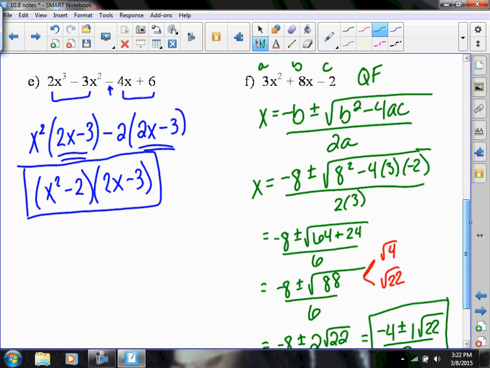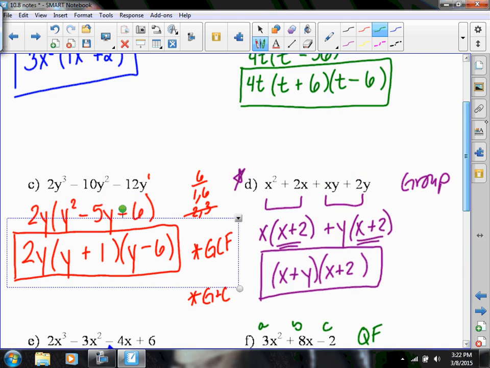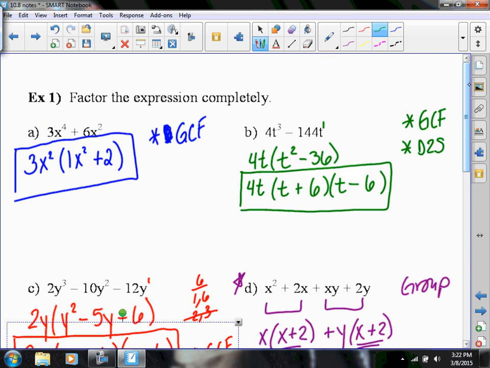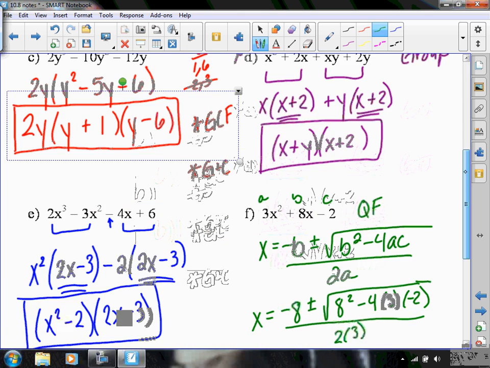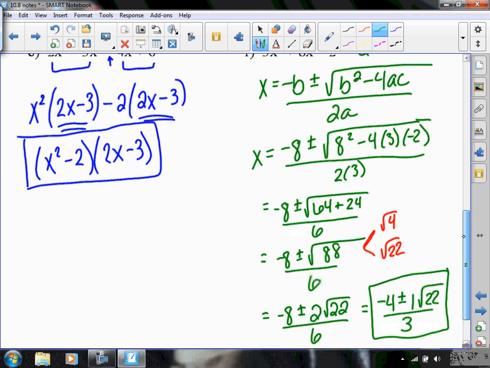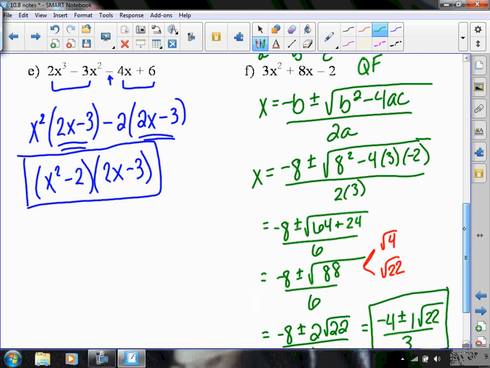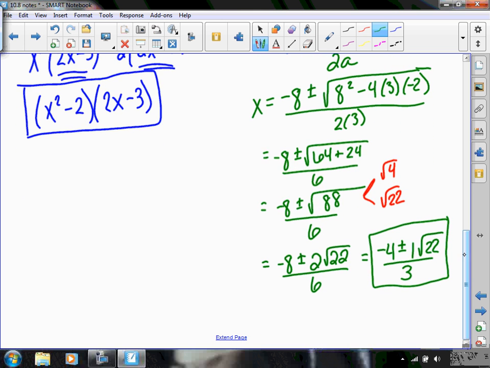So looking at these examples, you have 6 really good examples of all the different combinations that you could possibly see in your homework. So use these as a guide, especially Part D and Part E, because those are the new ones with the grouping. And the quadratic formula ones should be a review, but just know that if you can't factor with any other method for a trinomial, try doing the quadratic formula. Grouping only works when you have 4 terms.